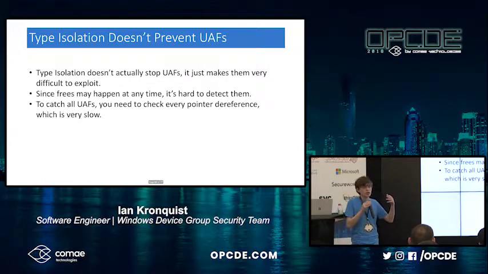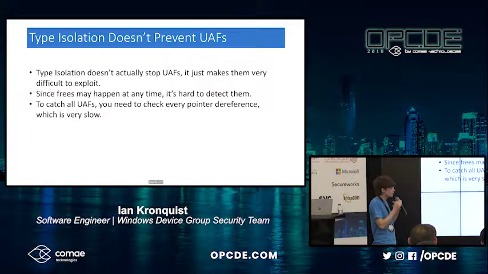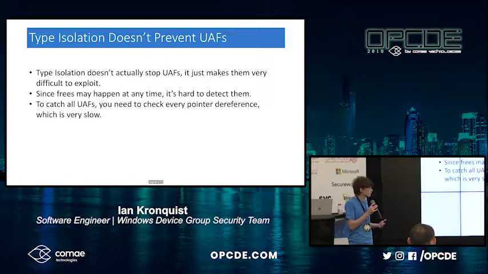It's also important to note that this mitigation does not prevent use after frees. Since frees may happen any time after an object has been created, it's really hard to detect them. In fact, to catch every use after free ever, you have to check every pointer access, which is incredibly expensive. And we can't do that in the kernel.